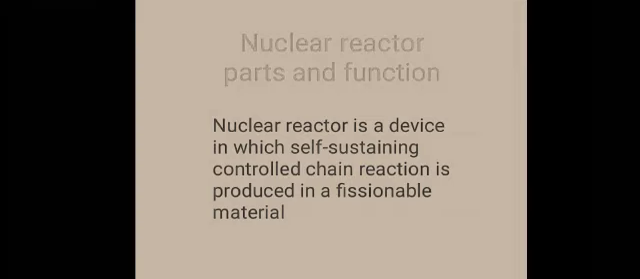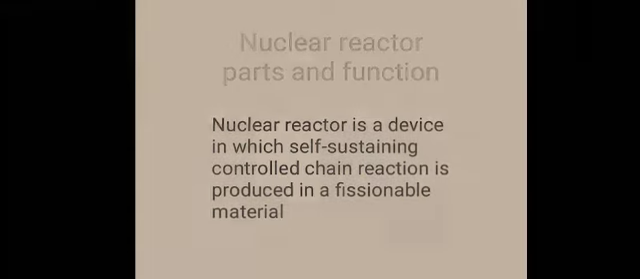Then next we are going to see what is a nuclear reactor, what are the parts of a nuclear reactor and what are its functions. So first, what is a nuclear reactor? A reactor or a system, or a device in which a self-sustaining controlled chain reaction is produced. That is, we are producing a controlled chain reaction so that we will get energy. Such a device we call a nuclear reactor.